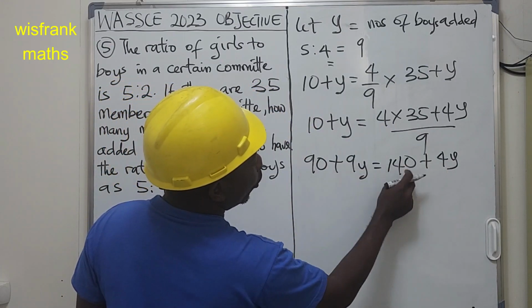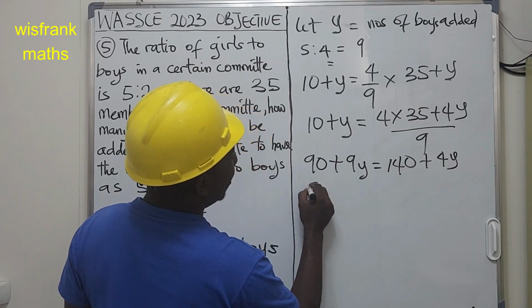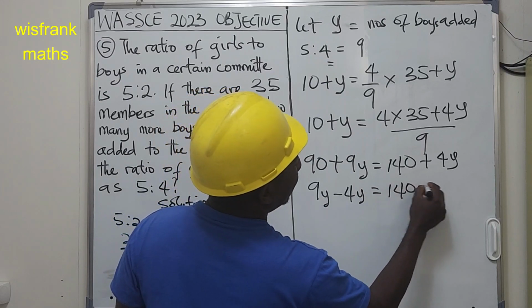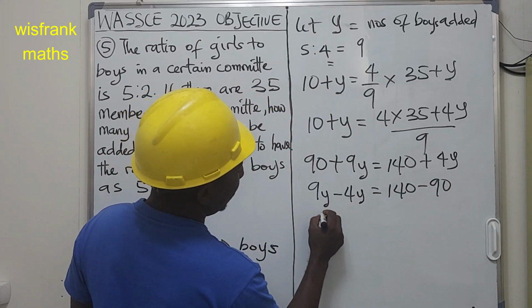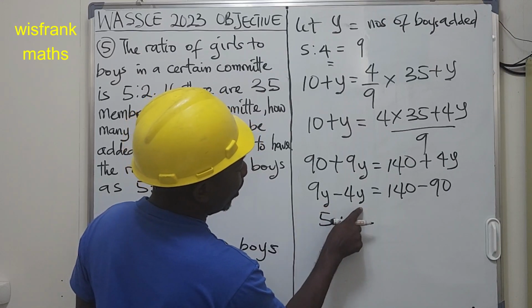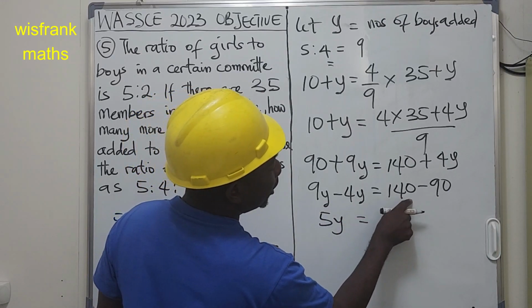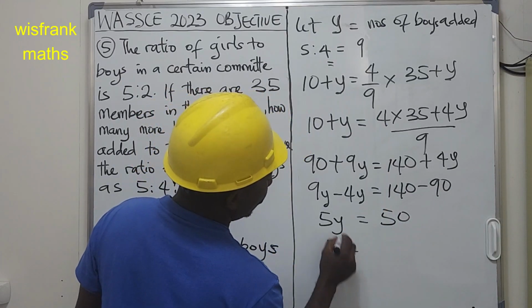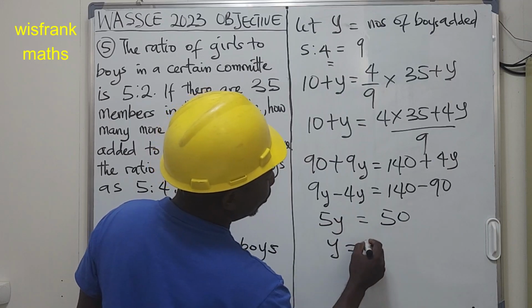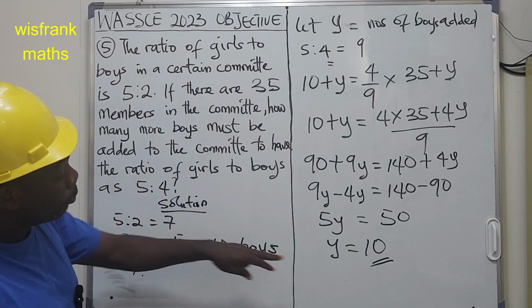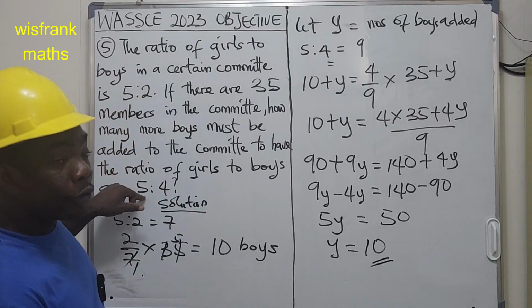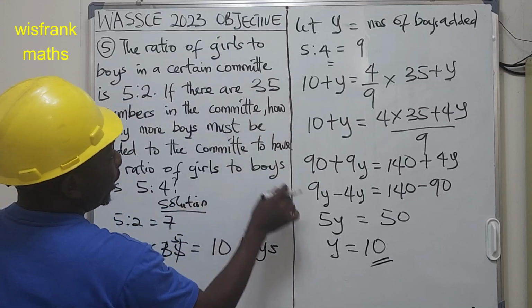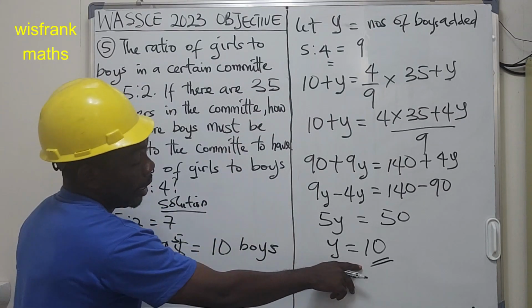In this case, we have 9y here, 4y here. So 90 will cross over to this side, 4y will cross over to this side. We have 9y minus 4y equals 140 minus 90. In this case, 9y minus 4y is 5y equals 140 minus 90, we have 50. Y here, when we divide all through by 5, equals 10. In this case, the number of boys that we've added to the committee to make the ratio 5:4 is 10. So when we add 10 here to 35, it will now become 45. It is 10 that will be added.